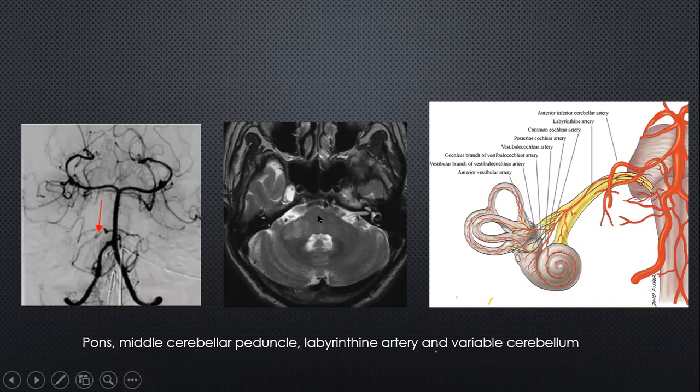These patients can develop various symptoms. Apart from motor symptoms, they can also develop trigeminal symptoms. Remember the anatomy of the trigeminal nucleus, the tract which can come off from that area, but also involvement of the vestibulocochlear nuclei, and involvement of the labyrinthine artery, which is a branch of the AICA. So they can get hearing problems or vestibular symptoms.